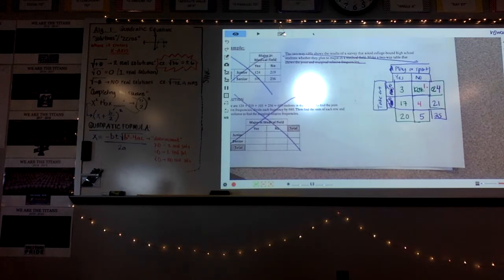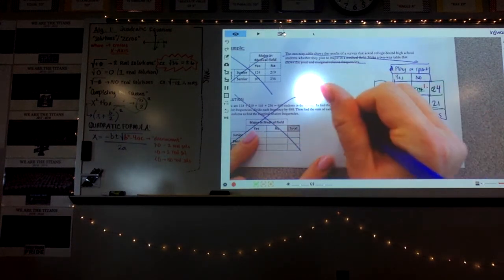So the next thing we're going to do here is we're going to find what's called relative frequencies. So we're going to find the percentage of people. So I'm just going to redraw an abbreviated version of this table here.